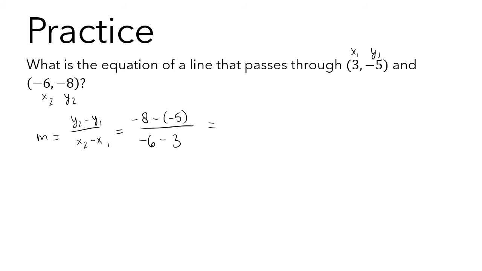So this becomes 2 negatives turn positive, so that becomes negative 3. On the bottom, negative 6 minus 3 is negative 9. This simplifies to be 1/3. So that's my m. Now using my slope-intercept form equation, I'm going to solve for the value of b.